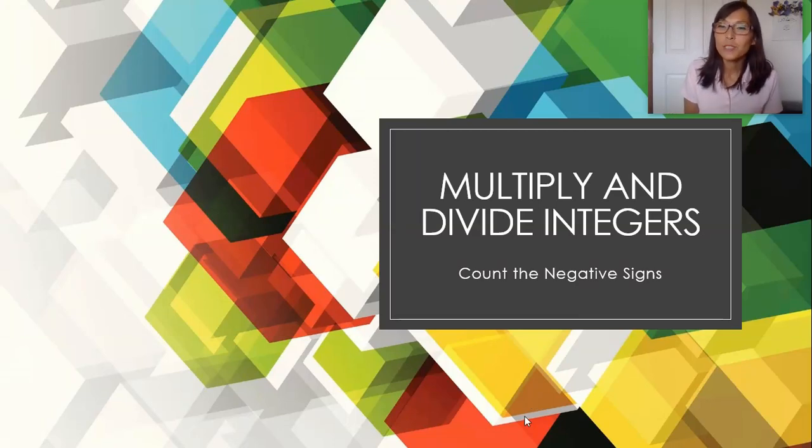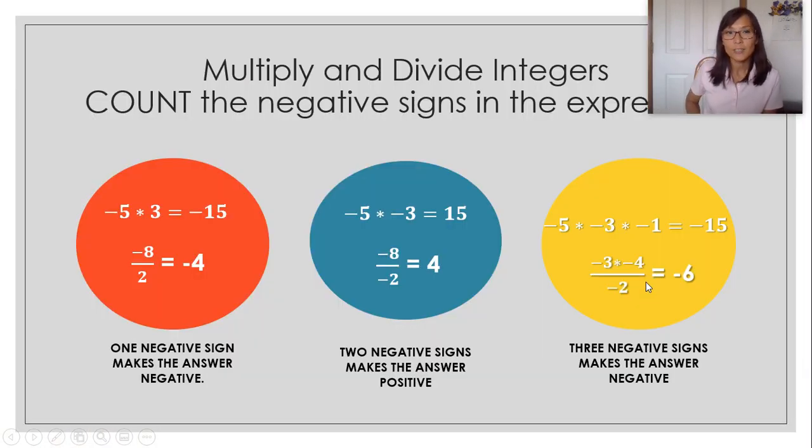You're going to find that multiplying and dividing integers is a lot easier than adding and subtracting integers. Notice that I said all you have to do is count the negative signs. Let's take a look. What you want to do is count the negative signs in the expression. So, if we have a multiplication problem like negative 5 times 3, all you have to do is multiply 5 times 3, which is 15, and then count how many negative signs are in the expression. There's one negative, so your answer is negative.